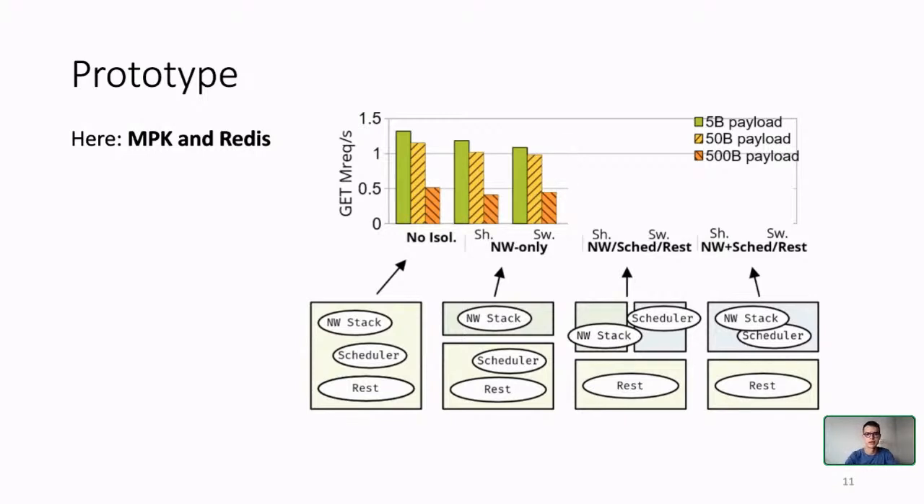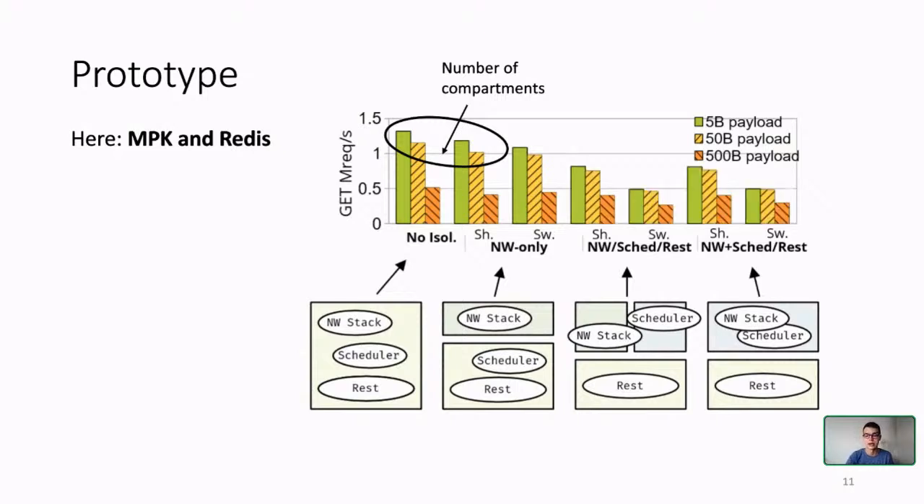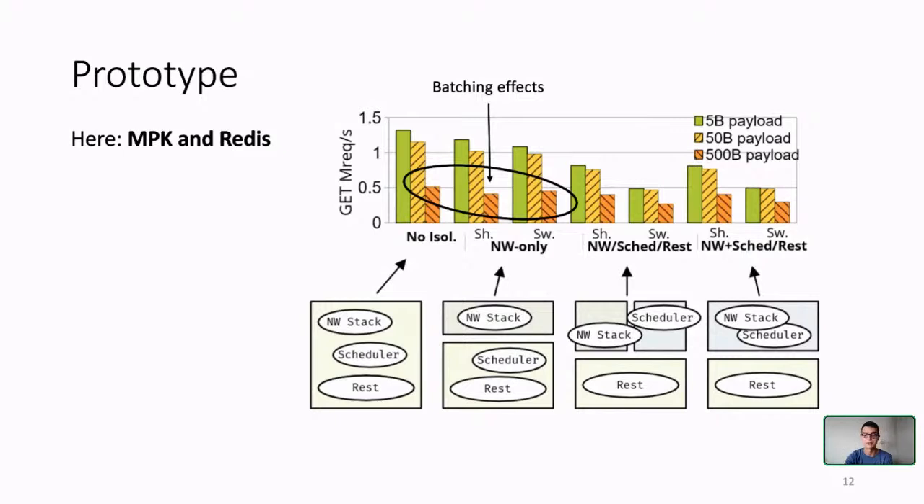So if we take a look at the results for the second scenario, we confirm an expectation that we had. The number of compartments impacts performance. But if we take a look at the remaining results, some more interesting observations can be made. Sometimes, because of communication patterns, reducing or increasing the number of compartments doesn't impact performance. And it is because the number of domain crossings doesn't change. We also observe interesting batching effects.